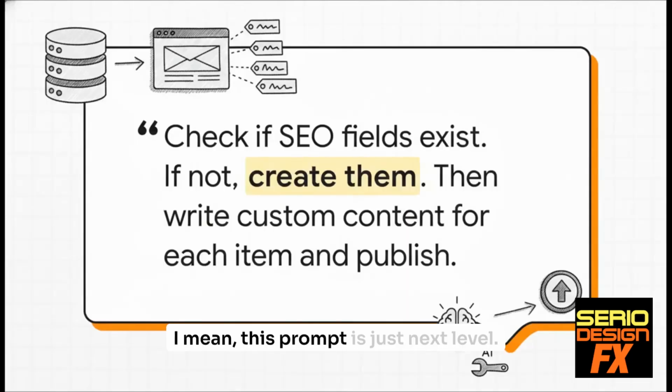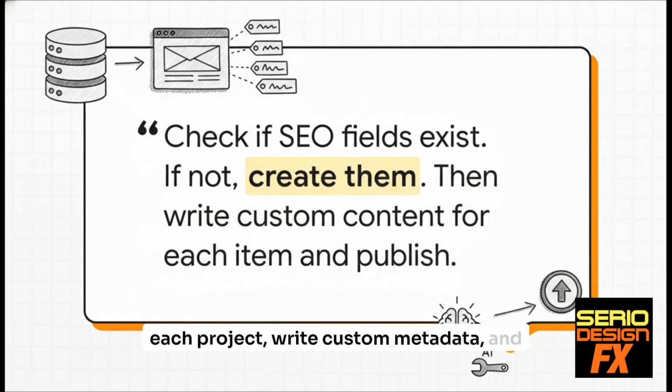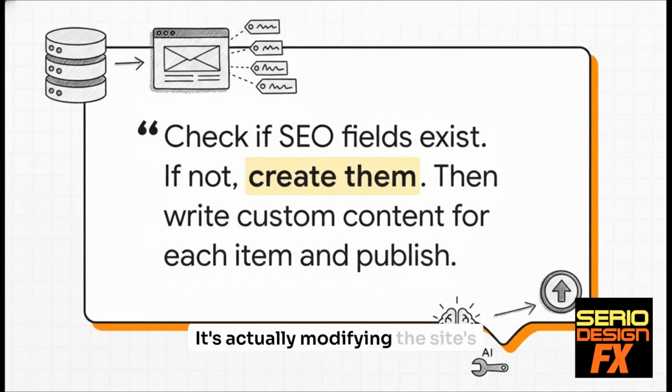I mean, this prompt is just next level. We're not just asking the AI to write stuff anymore. We're telling it to first check the website's database structure, create new fields if they don't exist, and then go read the content of each project, write custom metadata, and publish it all. It's actually modifying the site's architecture just based on our command.